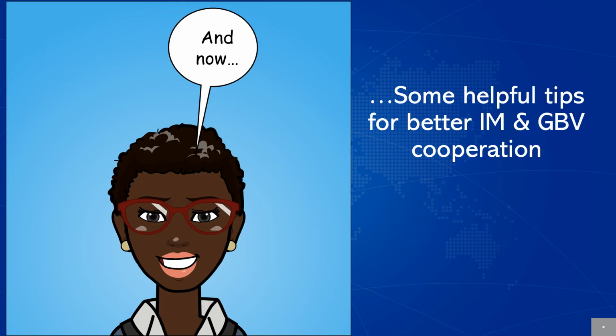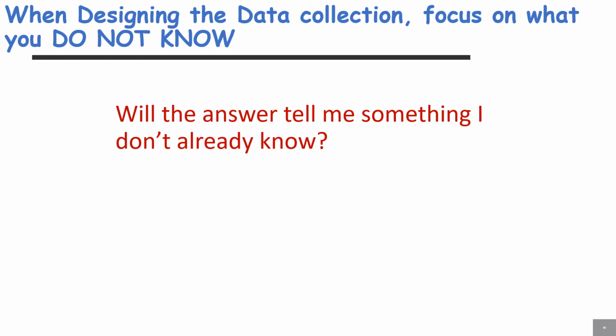Let us now consider tips for better cooperation between information management and GBV colleagues. First tip to consider when designing the questionnaire: will the answer tell me something that I don't already know? So you want to be looking for something: what don't I know? Do you need key informant interviews or household interviews to confirm that child marriage is happening if you already know it's a cultural phenomenon? Do we need to interview women migrants in Libya to find out that many Nigerian women are trafficked to Europe for prostitution?